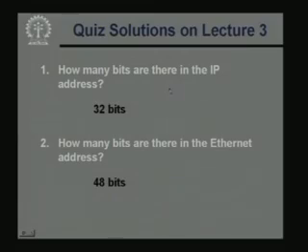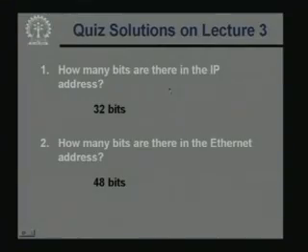The first question says, how many bits are there in the IP address? Well, an IP address is a 32-bit quantity, so the answer is 32. How many bits are there in the Ethernet address? This answer is also fairly straightforward. An Ethernet address is a 48-bit quantity, so the answer is 48.